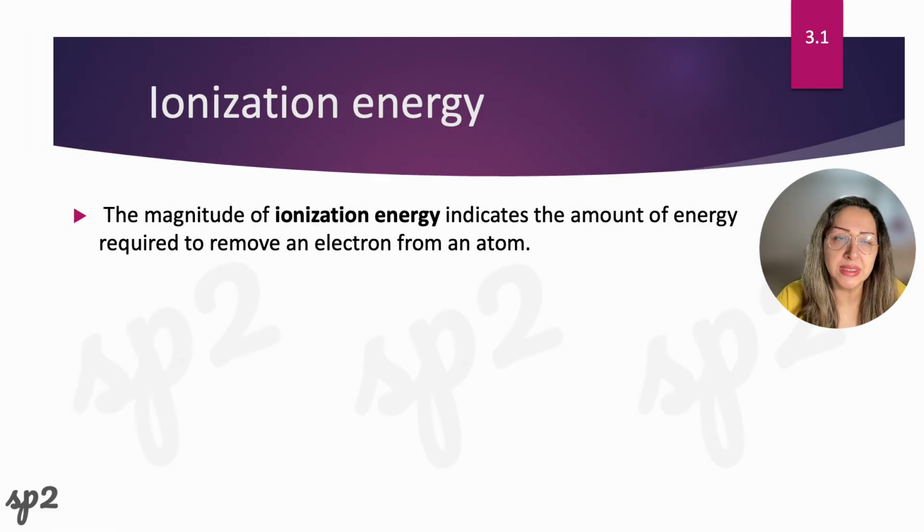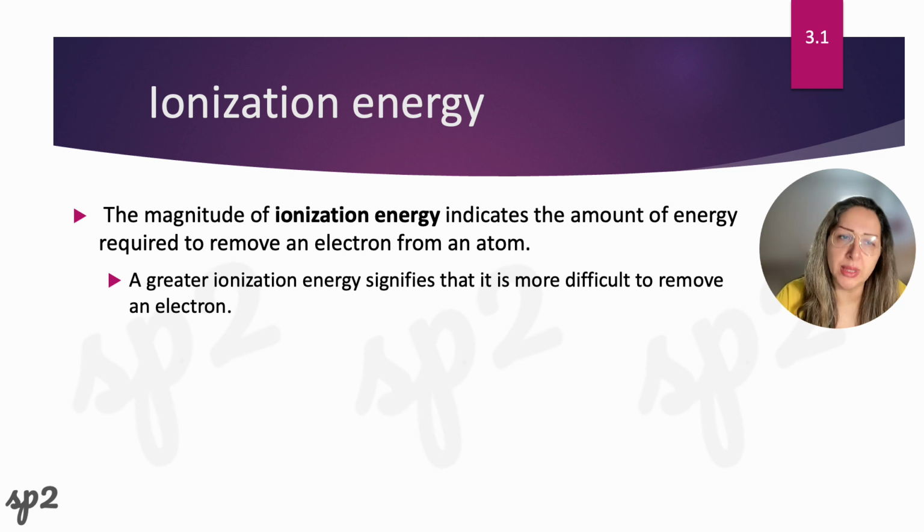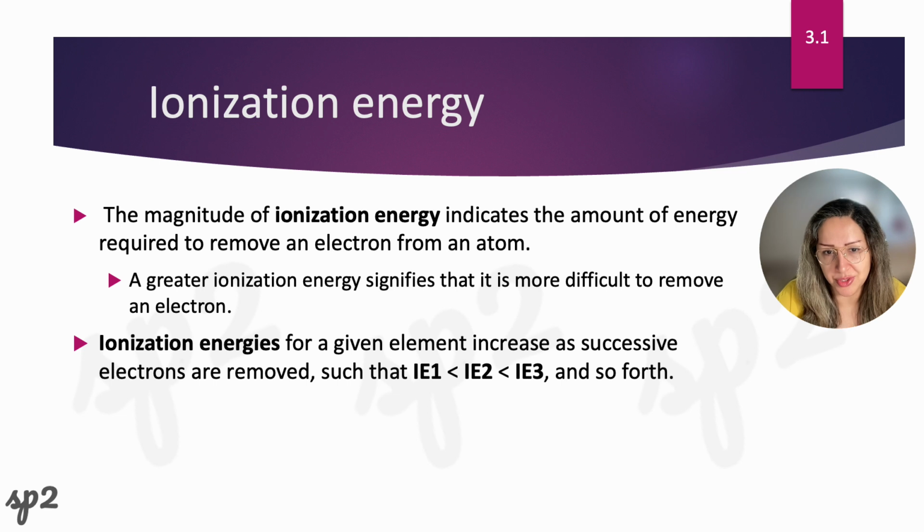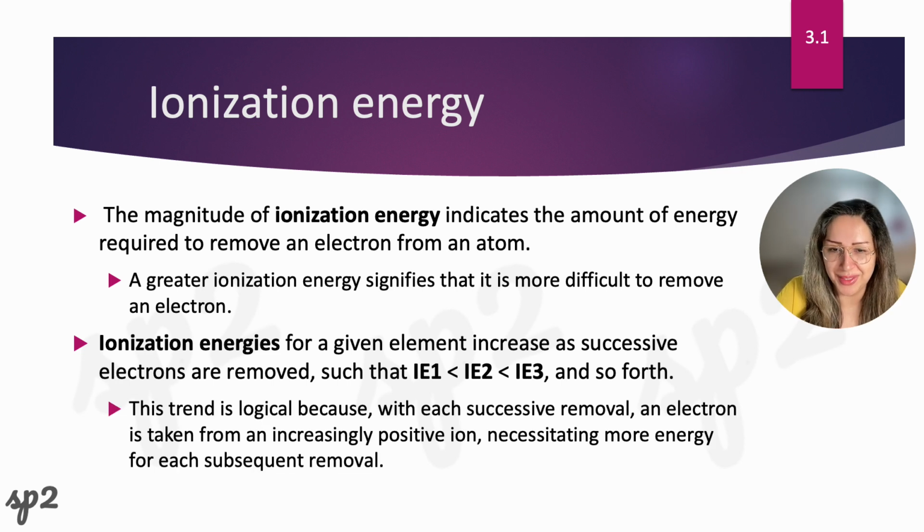Okay, so if you think about the definition of ionization energy one more time, it's indicative of the amount of energy needed to remove an electron. That means if I have a greater ionization energy, it signifies that it was more difficult to remove that electron, right? So the ionization energies of a given element are always going to increase as we progress, because the removal of the next electron is always harder, right? I hope the logic is clear. This just means that the successive removal is always getting harder and harder because you remove the electron from something that is positively charged, right? Excellent.